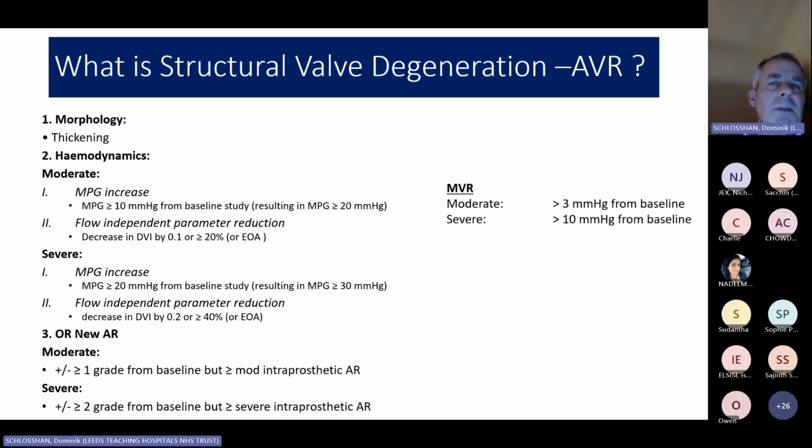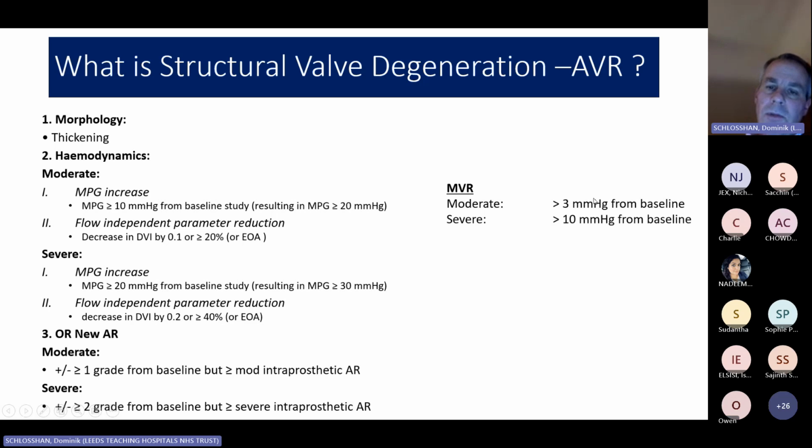But that is not enough, because the patient might run up the stairs and the mean gradient 2 years later will be higher. The patient is tachycardic, breathless. That doesn't mean that the patient has valve degeneration, because when they're tachycardic or in a hyperdynamic state, the DVI won't have changed. So therefore, you need two things. You need the mean gradient increase and also reduction in the flow independent parameter, which, as I said, I find DVI is the best one to go for because it's the most reproducible.